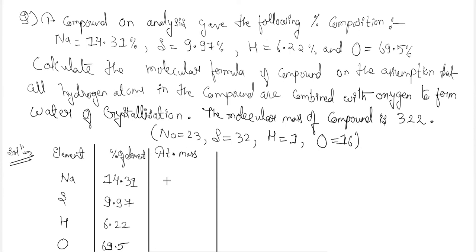Atomic mass. For sodium it is given 23. For sulfur it is given 32. For hydrogen it is given 1. And for oxygen it is given 16. After this, mole of elements or mole of atoms in the compound. So here it will become 14.31 divided by 23, 9.97 divided by 32, 6.21 divided by 1, 69.5 divided by 16.